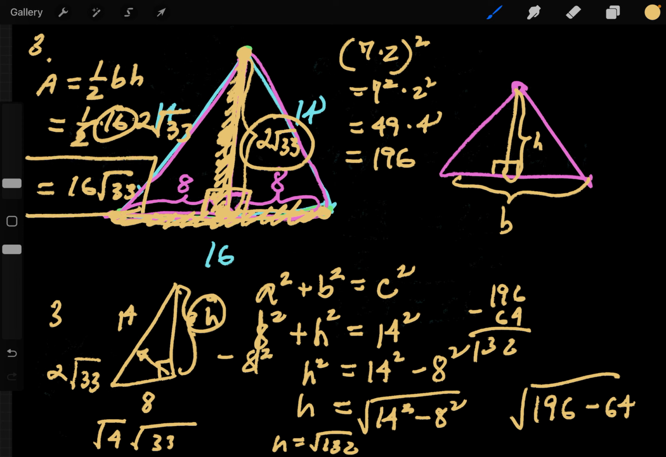The other one is obviously just the very same concept. Let's go on to number 4. So 4 says, let's write out all of 4. You have to read this problem carefully. Two vertical poles.